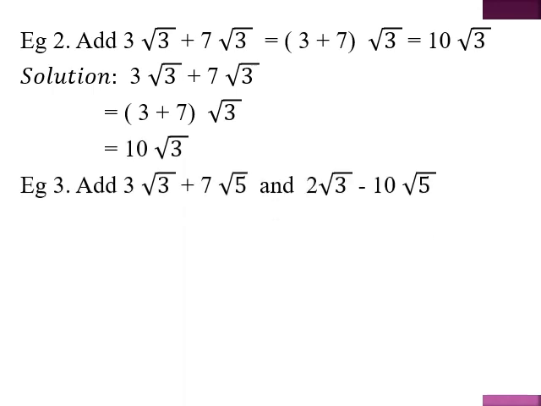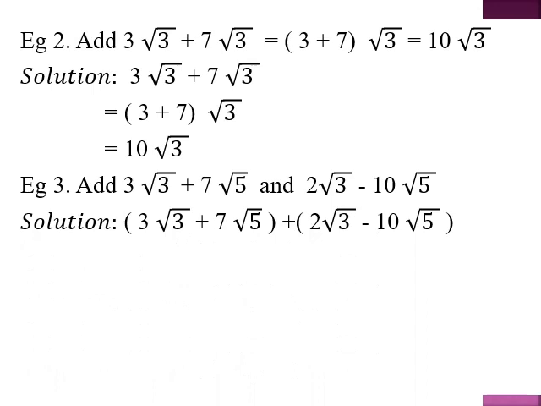Then add 3 root 3 plus 7 root 5 and 2 root 3 minus 10 root 5. Arrange the numbers like this. As it is addition, we put brackets, and in between the brackets there is an addition sign. Solve the brackets and write the like terms together: 3 root 3 plus 2 root 3, and 7 root 5 minus 10 root 5. As it is an addition sign, we don't have to change the sign. Negative is negative and positive is positive.